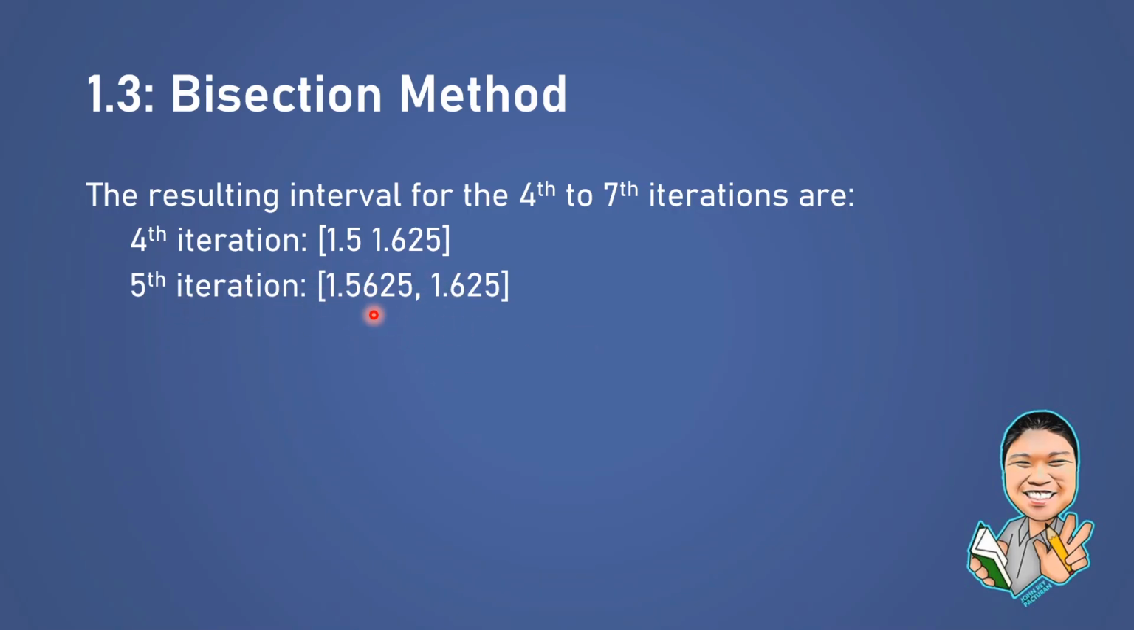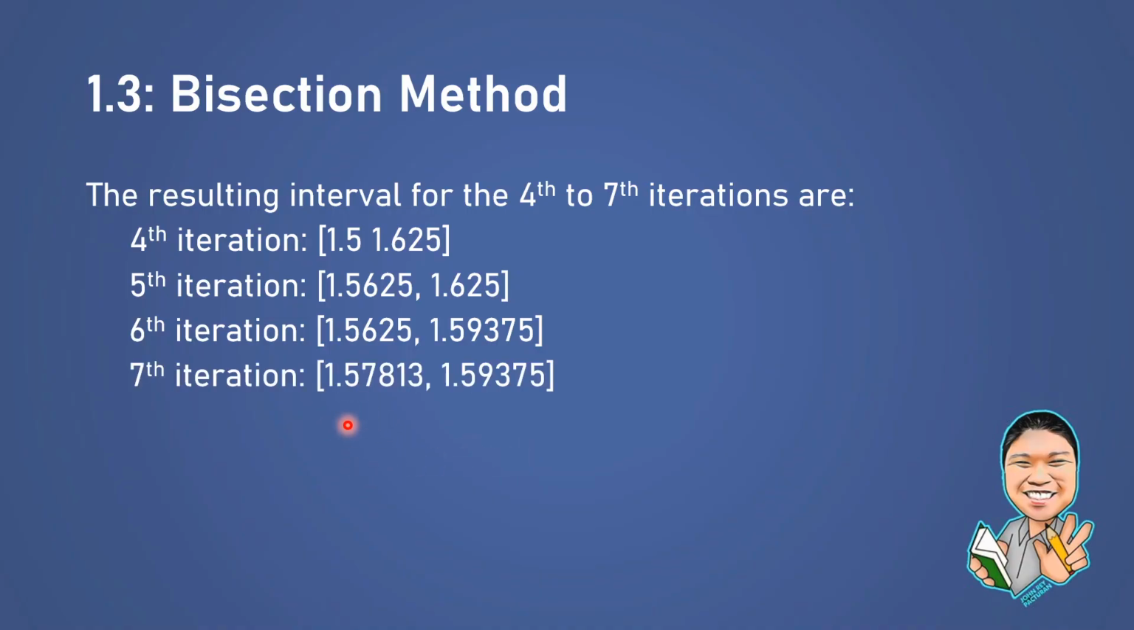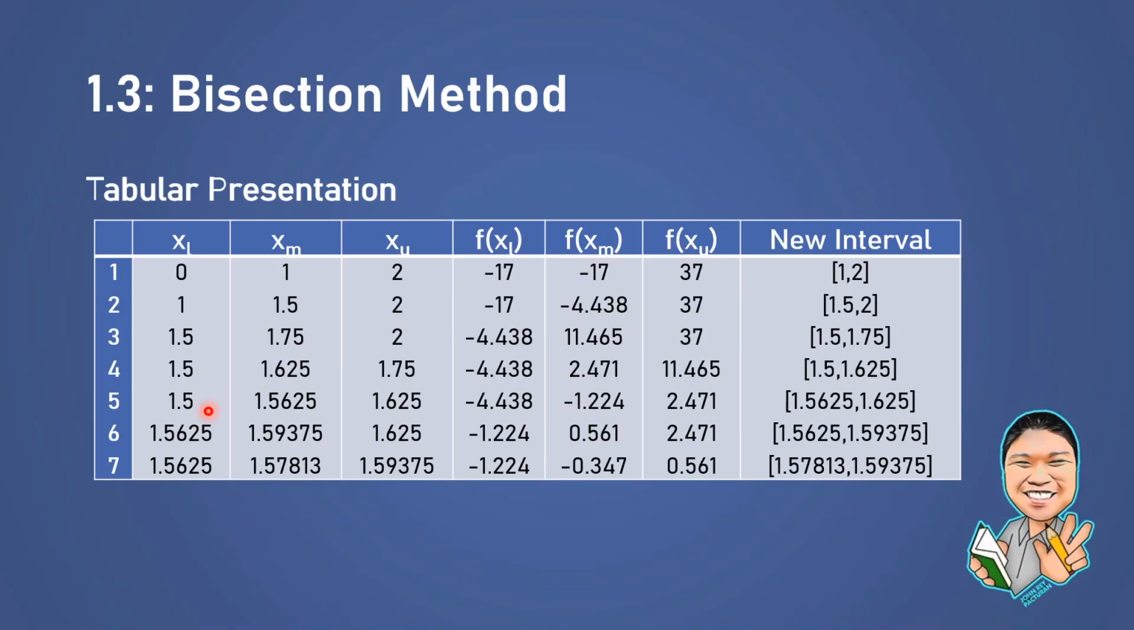Okay, so I hope nagagets niyo. Sa 6th iteration, 1.5625, 1.59375, and sa last iteration, 1.57813 and 1.59375. Ulitin ko, mas maganda pa rin talaga na may tabular presentation kayo.